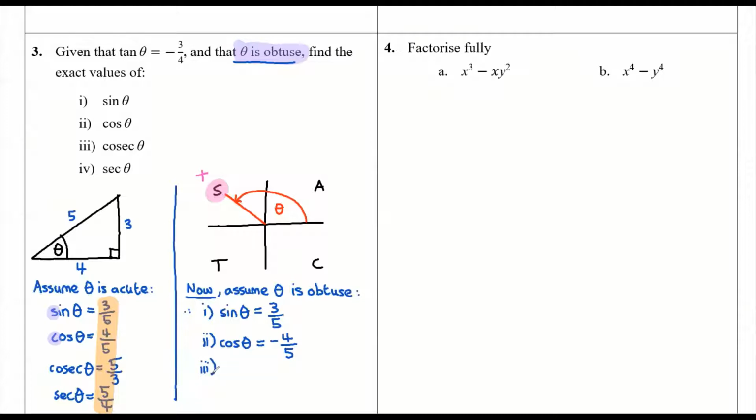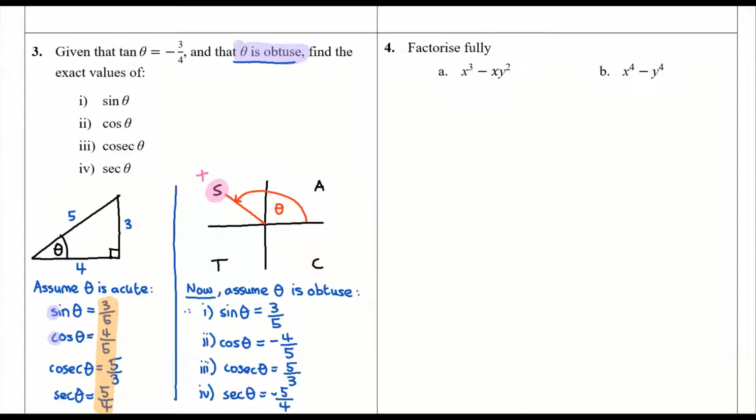For part 3, now cosec, remember, is 1/sine, the reciprocal of sine. So that means the cosec is going to be positive as well. So I reciprocate sine, I get 5/3. And lastly, the sec value is 1/cos. So I reciprocate what I've just found for cosine, so that's going to be negative 5/4. And that's all you have to do.